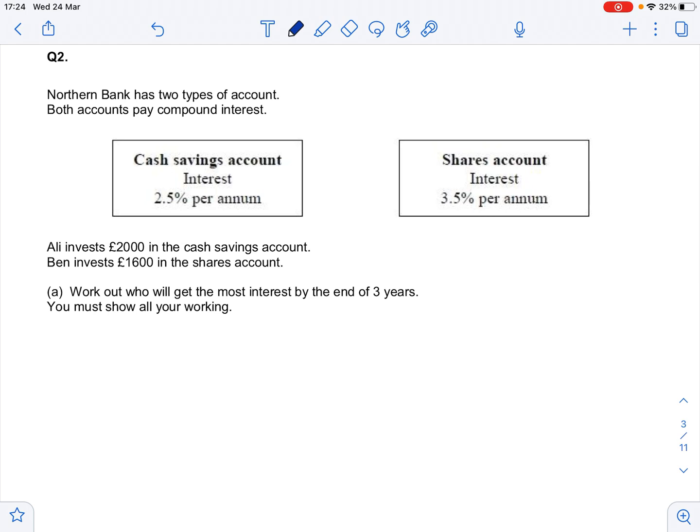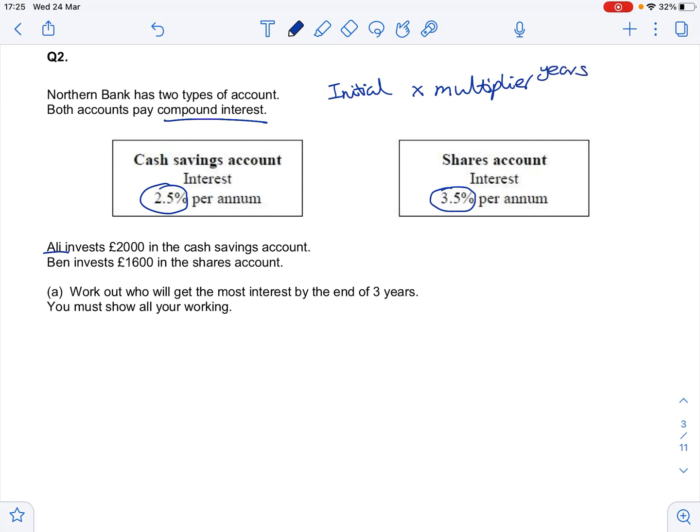Question 2. We have Northern Bank has two types of account. Both accounts pay compound interest. So we have a cash saving account, which is 2.5% per year, and a share account, which pays 3.5% interest. We have Ali. So Ali invests. Similarly, to work out compound interest, we're still going to use our formula, which is our initial multiplied by multiplier to the power of years.